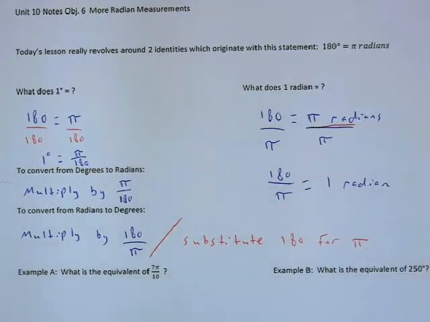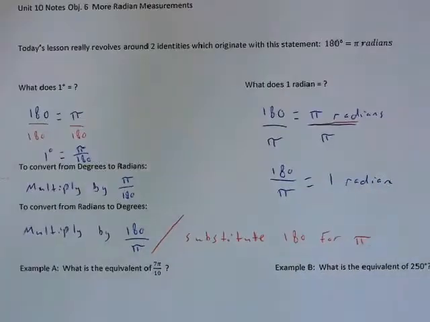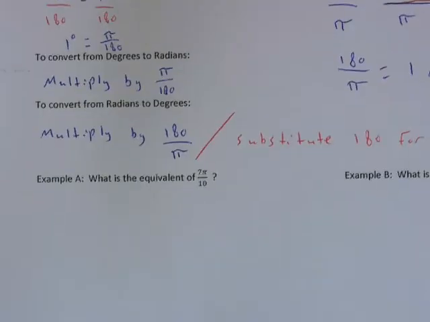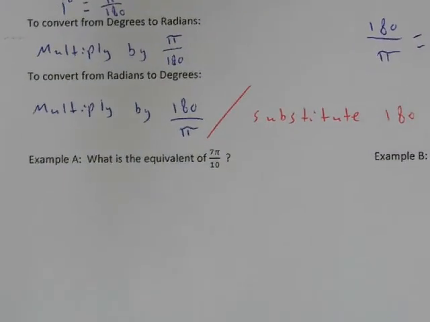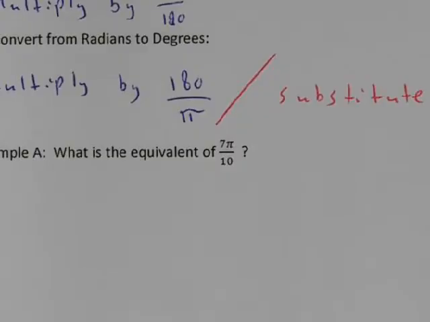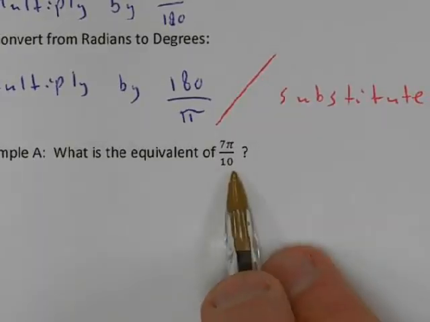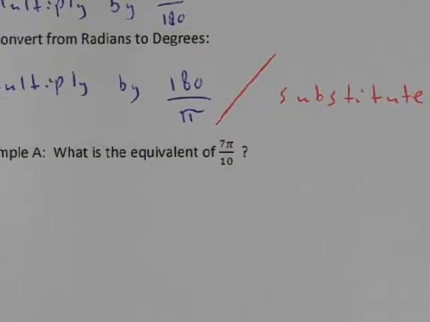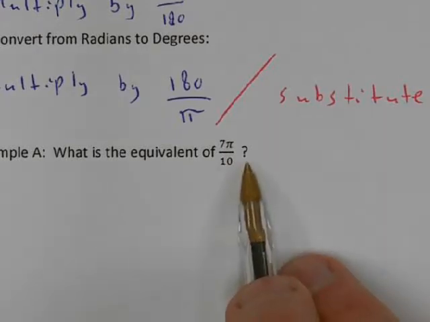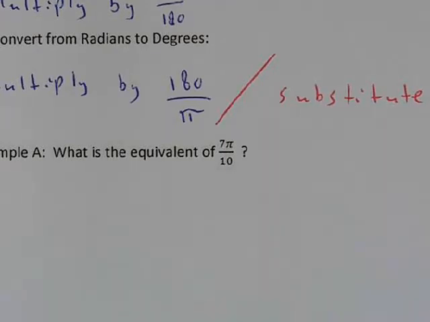Okay, because if I have something written in radians, let's zoom in a little bit, like our first example. All right, so they said, what is the equivalent of 7 pi over 10? So they gave us an angle in radians. We want to get it in degrees. Well, I can multiply by 180 over pi, because that's just multiplying by 1, which is not going to change the value of my angle. And then that would get the pi's to cancel.